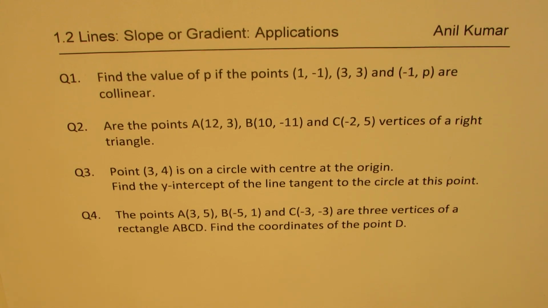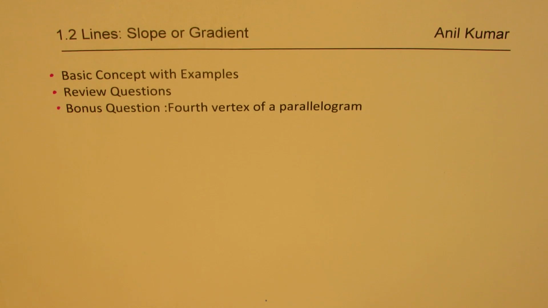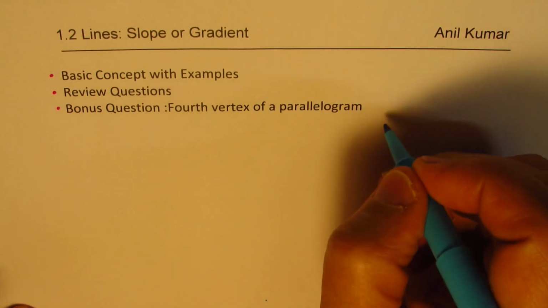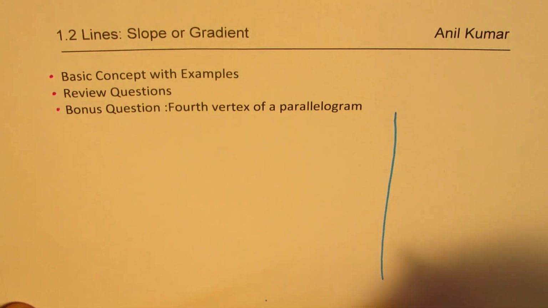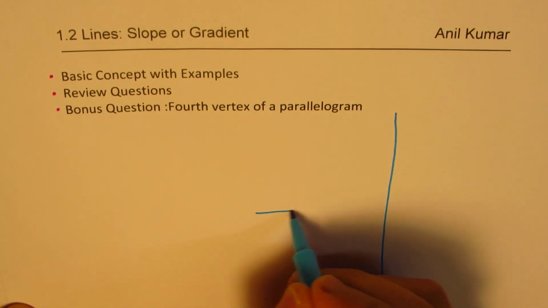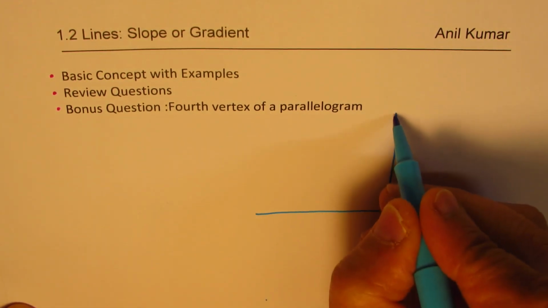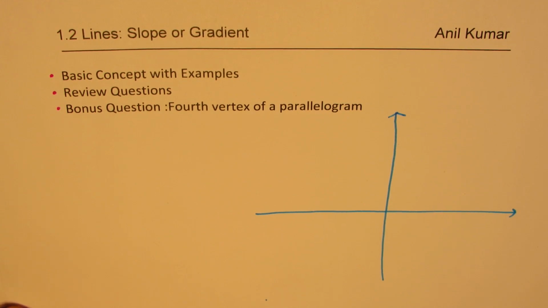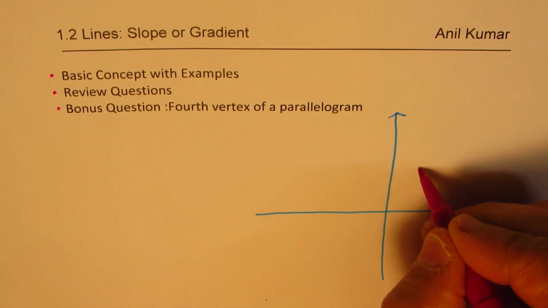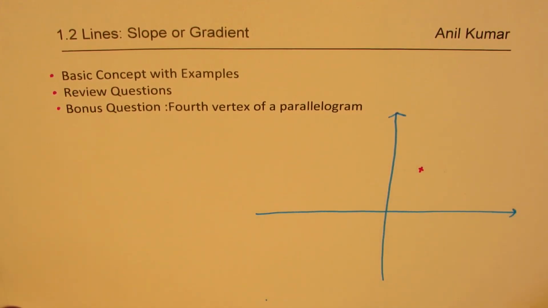So let's begin with the basic understanding of what slope and gradient is. So now let's talk about slope of a line. To begin with, let's get back to our coordinate plane. Let's say that is the y-axis and this is the x-axis. To understand slope, it is always a good idea to take a few points on the coordinate plane and algebraically work out the slope itself.